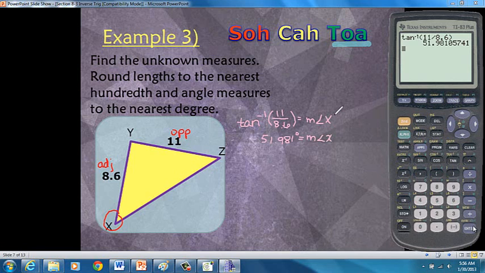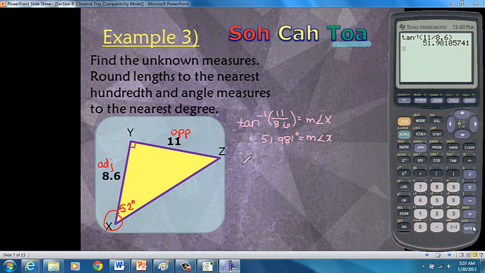Now, we were told to leave the angles to the nearest degree, and I'm going to do that in my final answer. But if I have to use this angle in another calculation, then I want to make sure that I don't have a lot of rounding error. So if I give myself a few extra decimal points, then I have less chance of that.